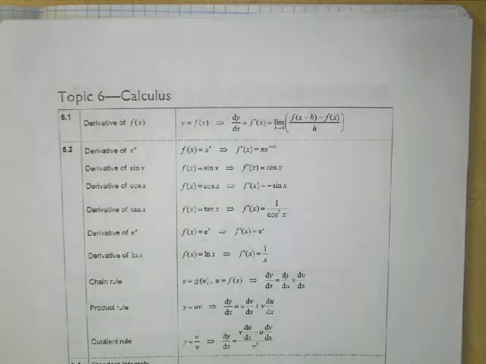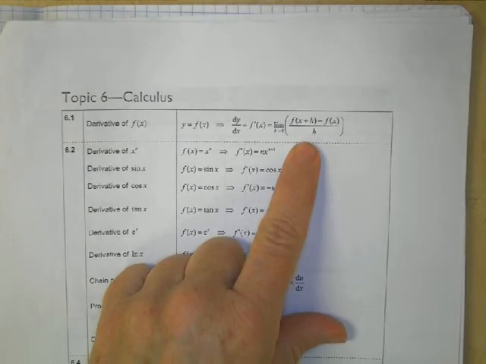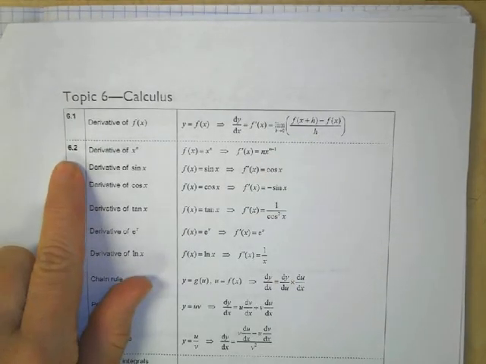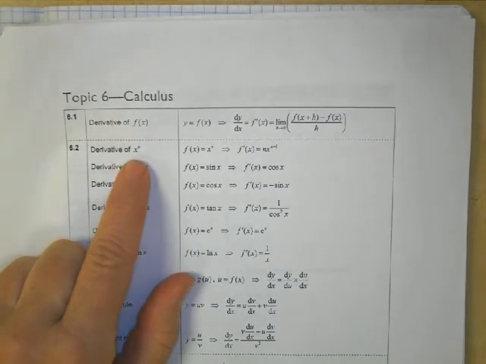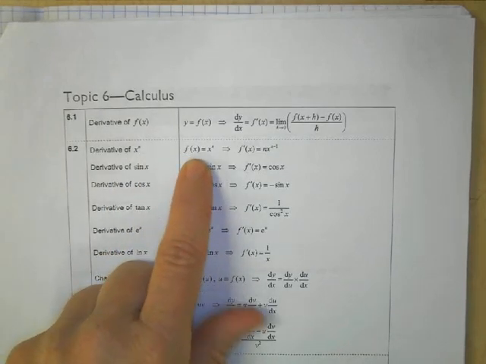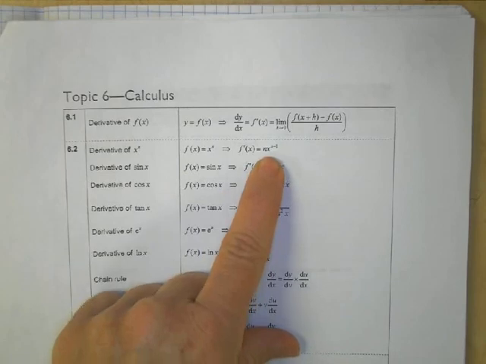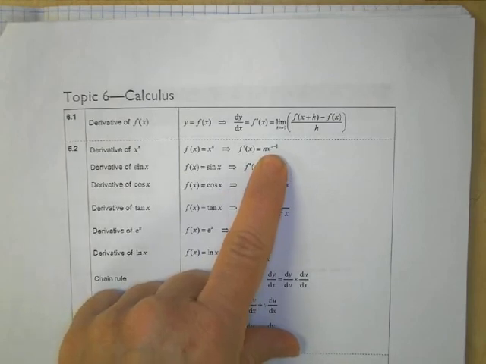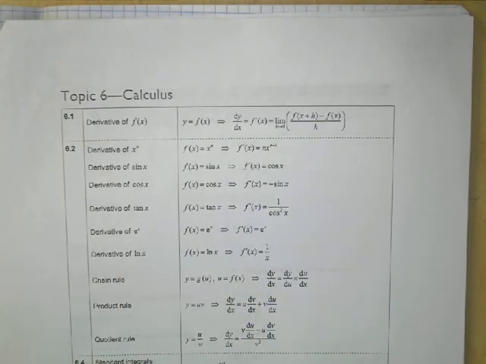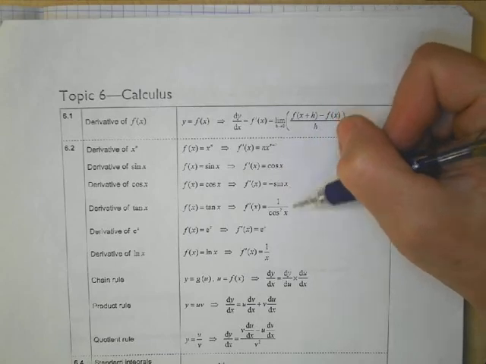And notice section 6.1, this is the first principles formula that we just had our quiz on. And then if you look at 6.2, this might look a little bit familiar when you have x to an exponent. And if you take the derivative, you get the exponent times x to the exponent minus 1. Now, notice there's a whole bunch of other formulas in here. We're going to get to these. They're actually pretty simple. Not too much going on.